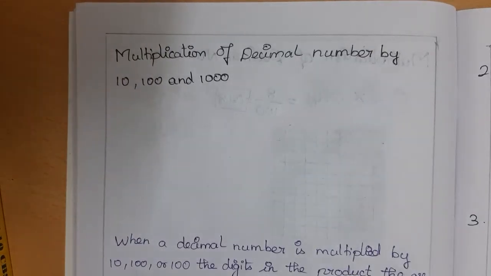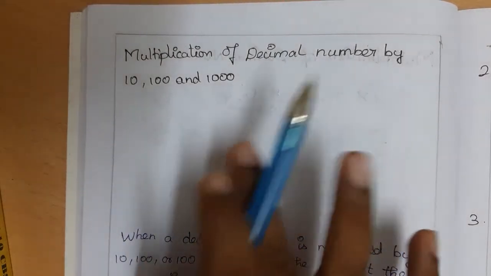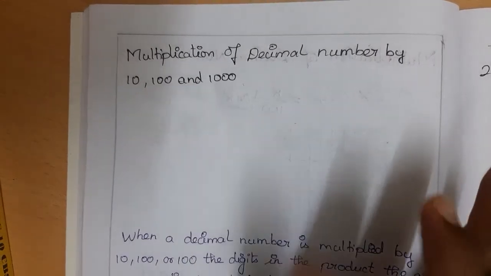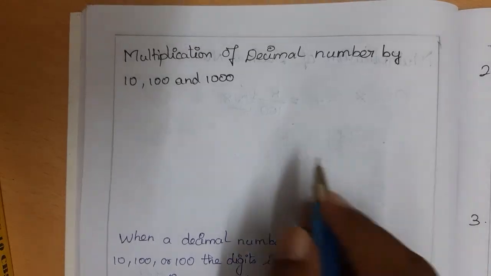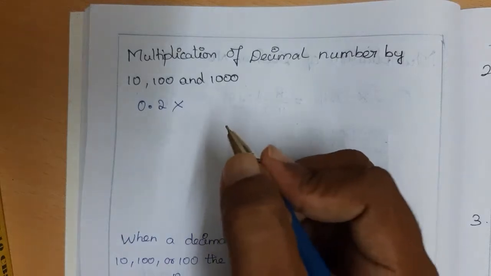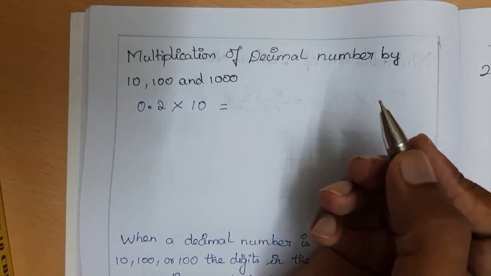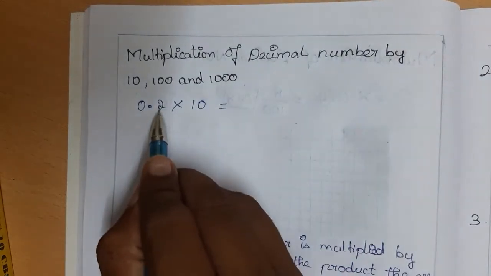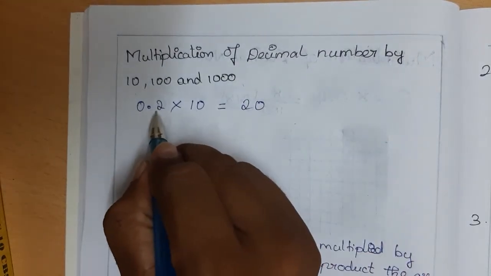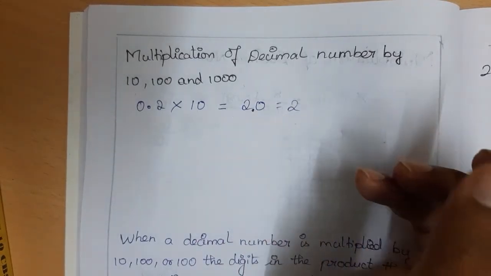Now we go to the multiplication of decimal numbers by 10, 100 and 1000. This 10, 100 and 1000 are special kinds of numbers, right? So here also we will obtain some special results. Let me choose 0.2 and multiply it with 10. Without the decimal, you just multiply: 2 into 10 is 20, and only one decimal digit is there. From the right side, 20 becomes just 2, right?